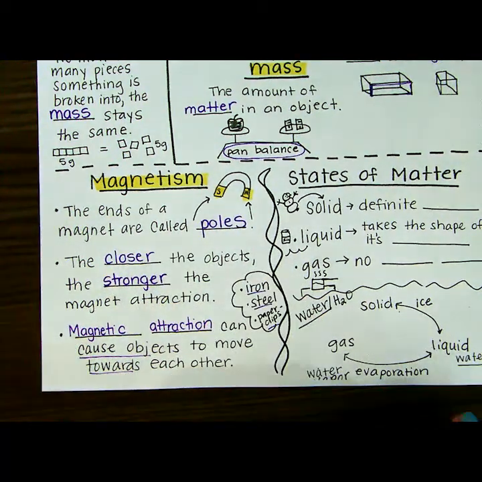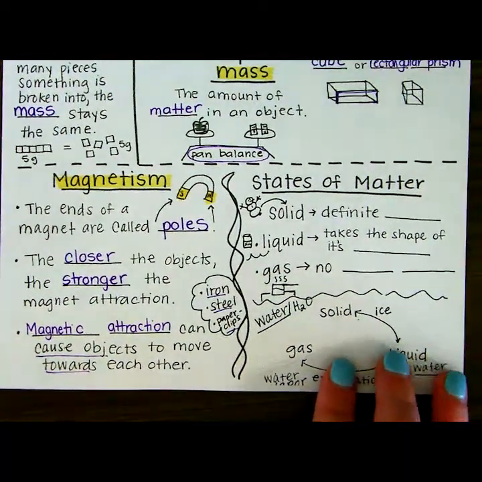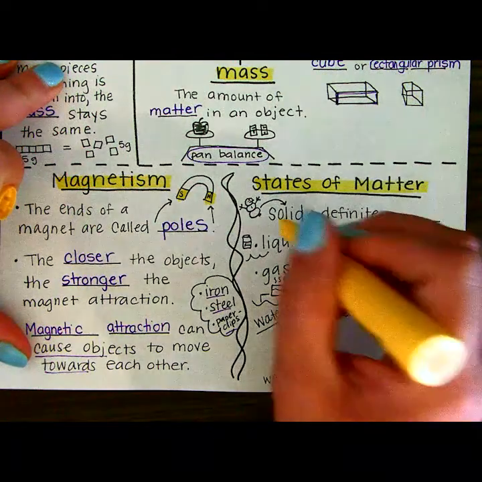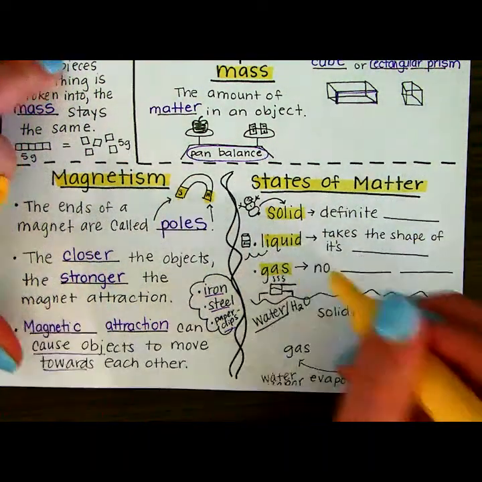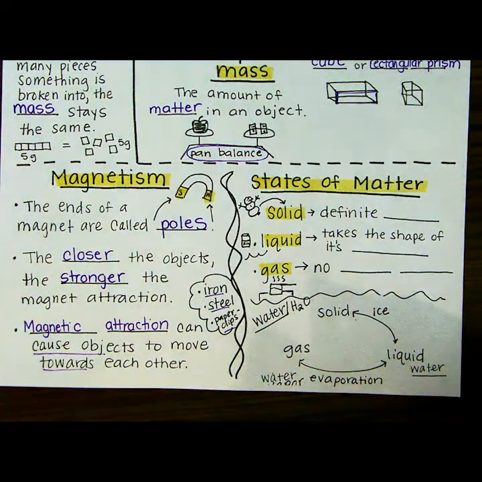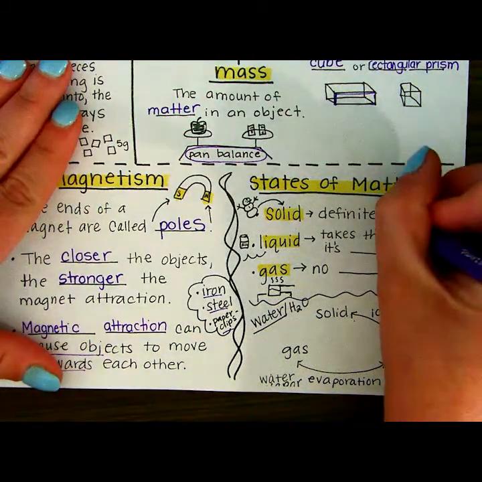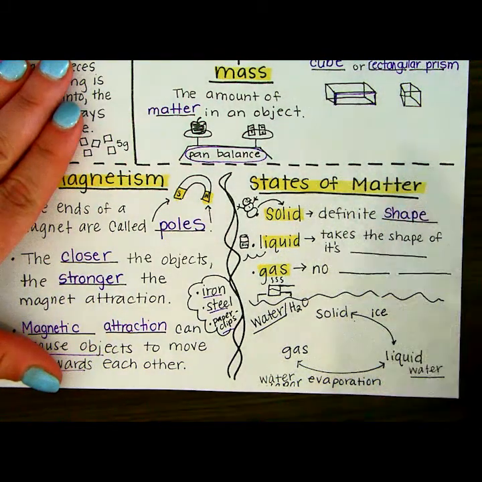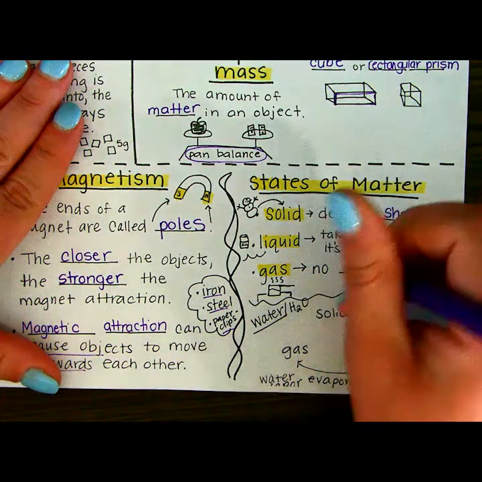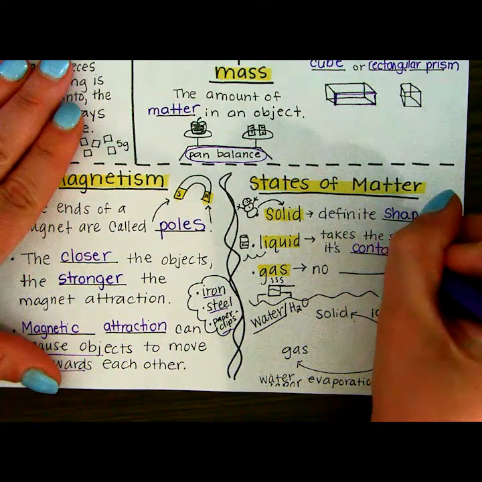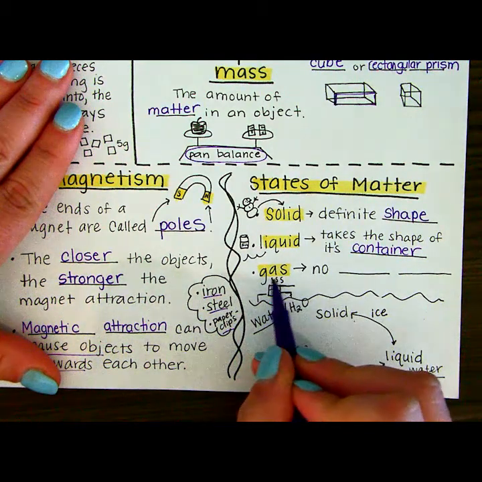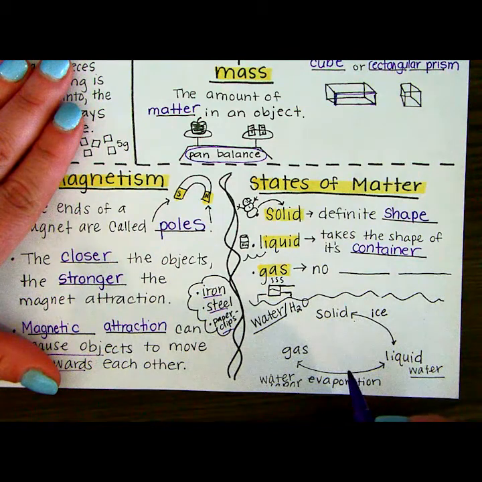The last thing that we want to go back and revisit are the states of matter. When we're talking about states of matter, we're referring to solid, liquid, or gas. What we need to know about these states of matter is that a solid has a definite shape. We often think of an ice cube. However, liquid takes the shape of its container. When we're referring to gas, right here we see a pot on a stove with that vapor rising. We know that gas has no definite shape.